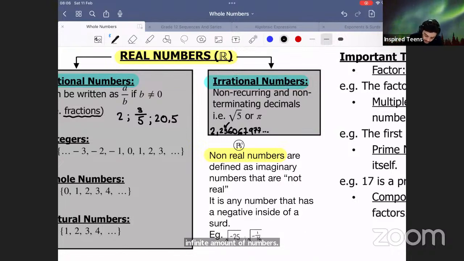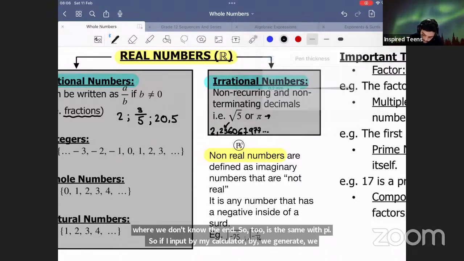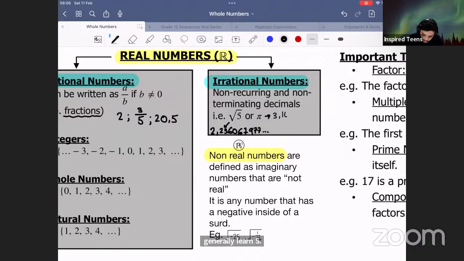Now, that type of number is what we would refer to as an irrational number, where we don't know the end. So too is the same with pi. If I input pi in my calculator, pi we generally learn as 3,14. But if you put it in your calculator, you'll get the full value that is 3,141592 and so on. It goes on till forever. So these are irrational numbers, numbers that do not have an end. We do not know the entire value.